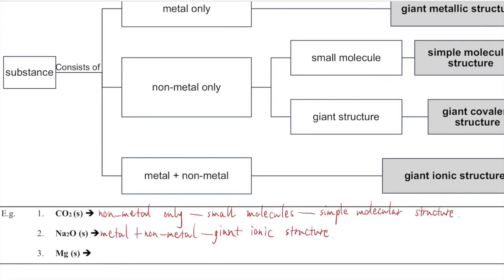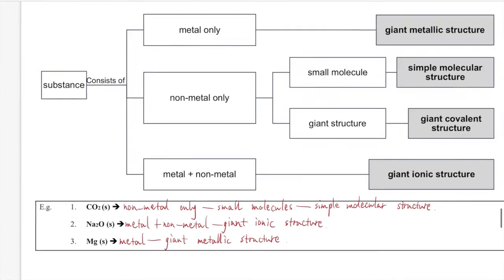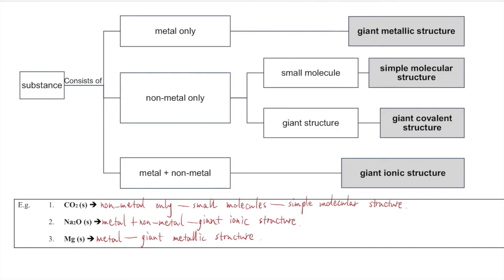Okay, and lastly, we have magnesium. Magnesium is a metal, so it would have giant metallic structure. Right, so that's how we decide what kind of structure it has.